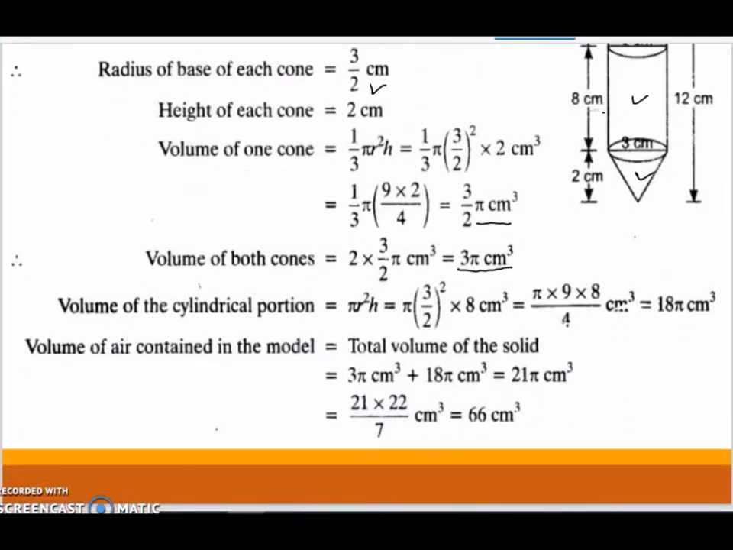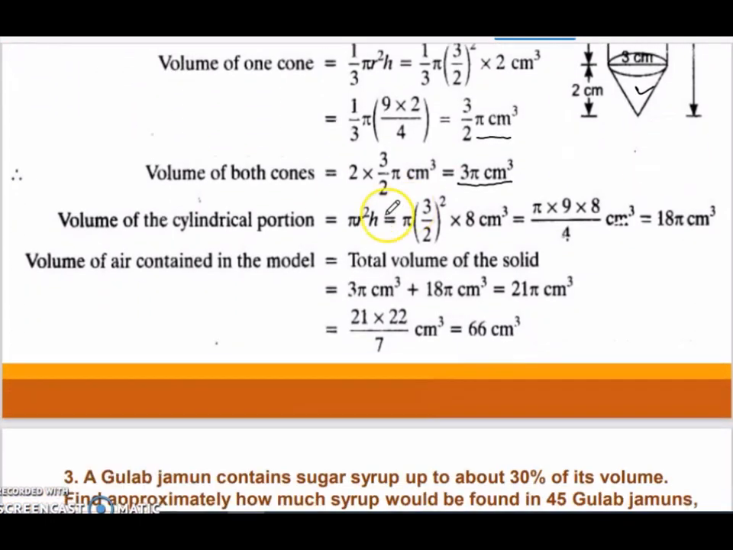So 8 is the height of the cylinder and radius of the cylinder is 3 by 2. So you can substitute in the formula for volume of the cylinder, that is pi r square h, pi into 3 by 2 square into 8. When you evaluate this, you will get the answer as 18 pi centimeter cube. So total volume will be 18 pi plus 3 pi. That is 21 pi. Now you can put the value of pi, that is 22 by 7, and evaluate. So the answer will be 66 centimeter cube.